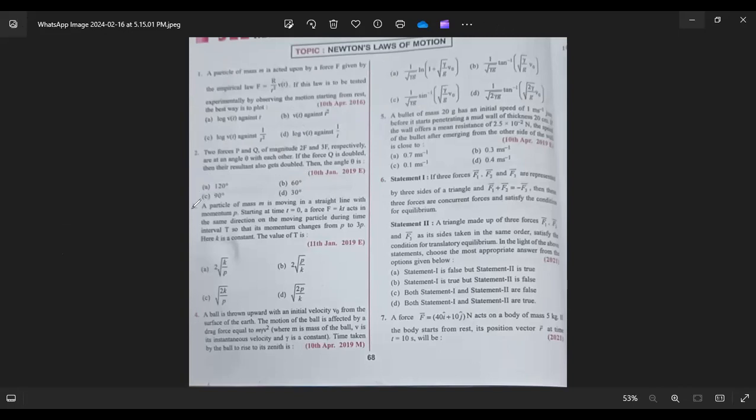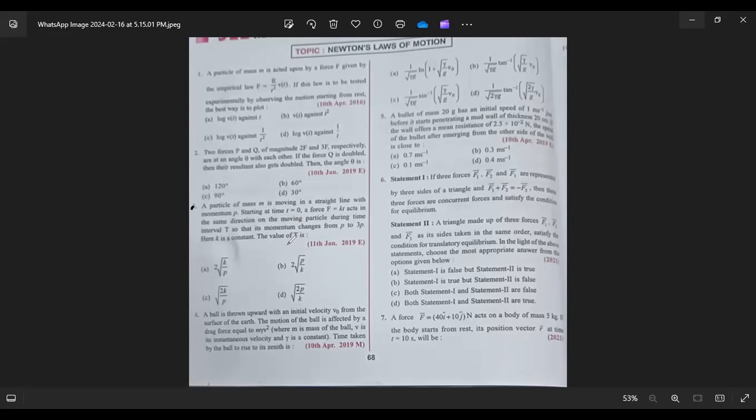Question number 3rd. Listen. A particle of mass m is moving on a straight line with a momentum p starting at a point t equal to 0. Force F is equal to kt acting in the same direction on the moving particle. During the time interval t, the momentum changes from p to 3p. Momentum is changed three times. k is the constant. What is the value of t?